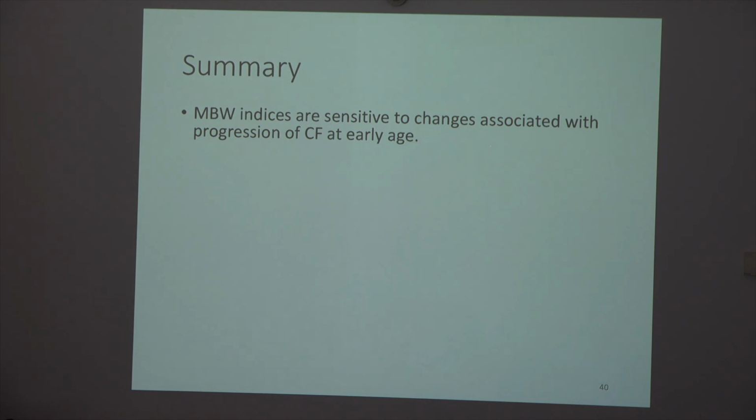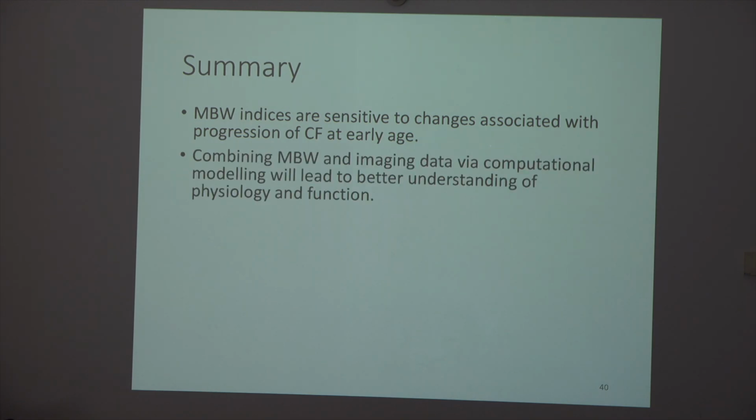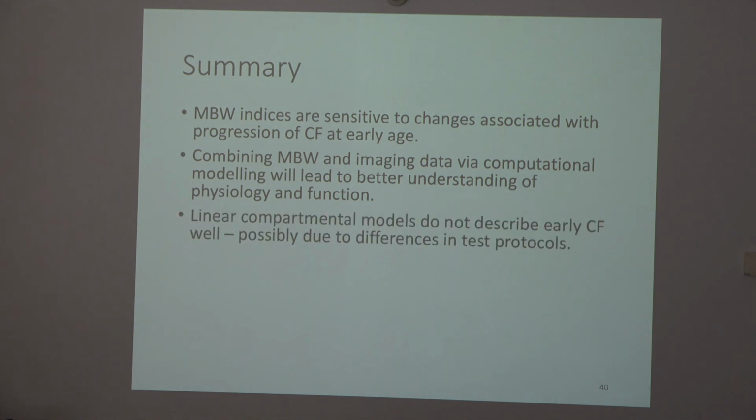So in summary, the multi-breath washout indices are a really useful clinical tool, particularly in early CF in young kids where things like spirometry and CT look perfectly normal. It fills a gap that can hopefully catch changes in lung function really early on. And if we can combine what we know from imaging data with multi-breath washout data, we can hopefully get a better understanding of the early CF physiology, but also develop tools that we can use to analyze the multi-breath washout data and tell us more about the actual physiology.